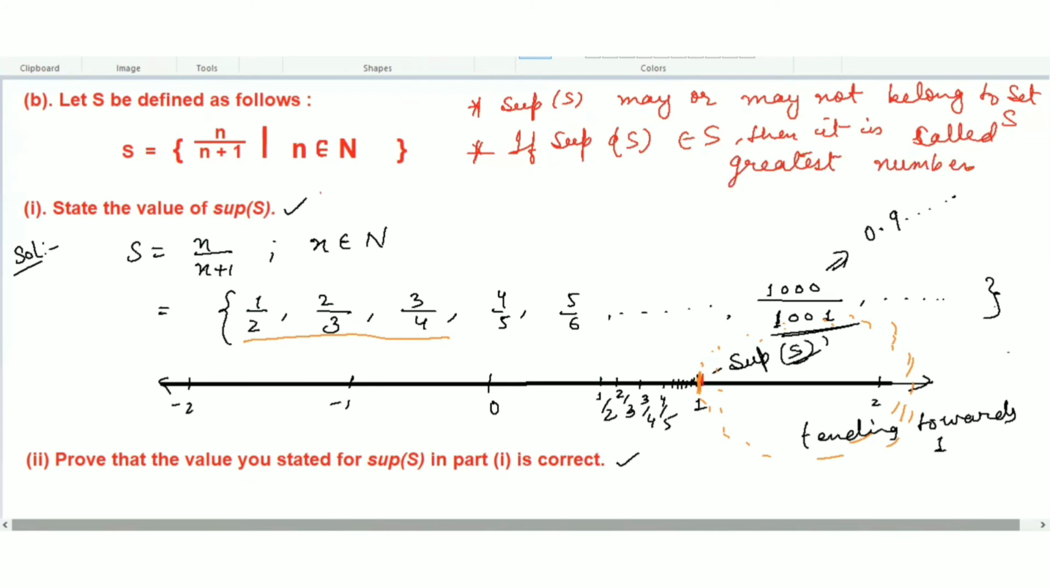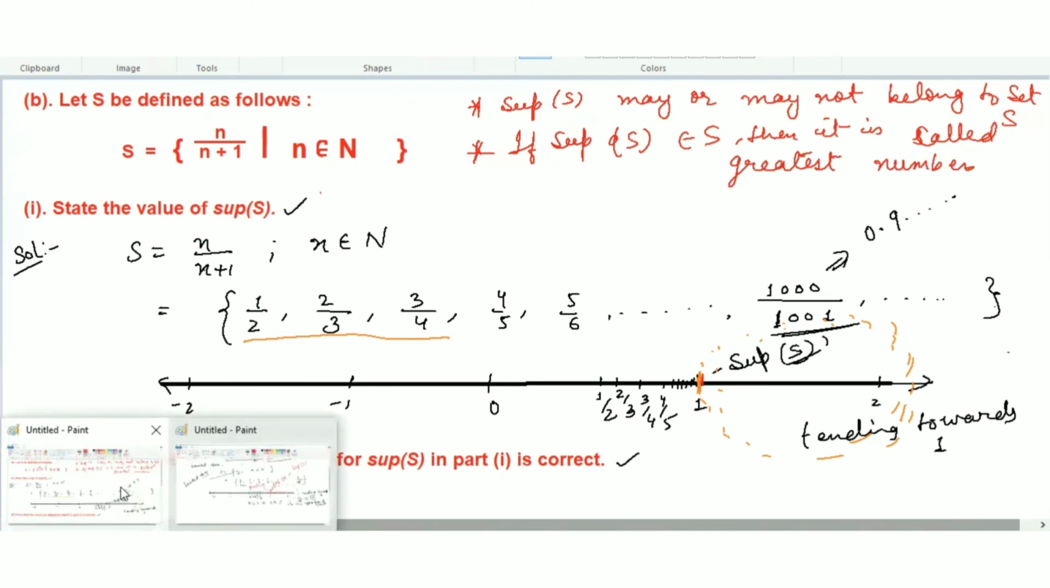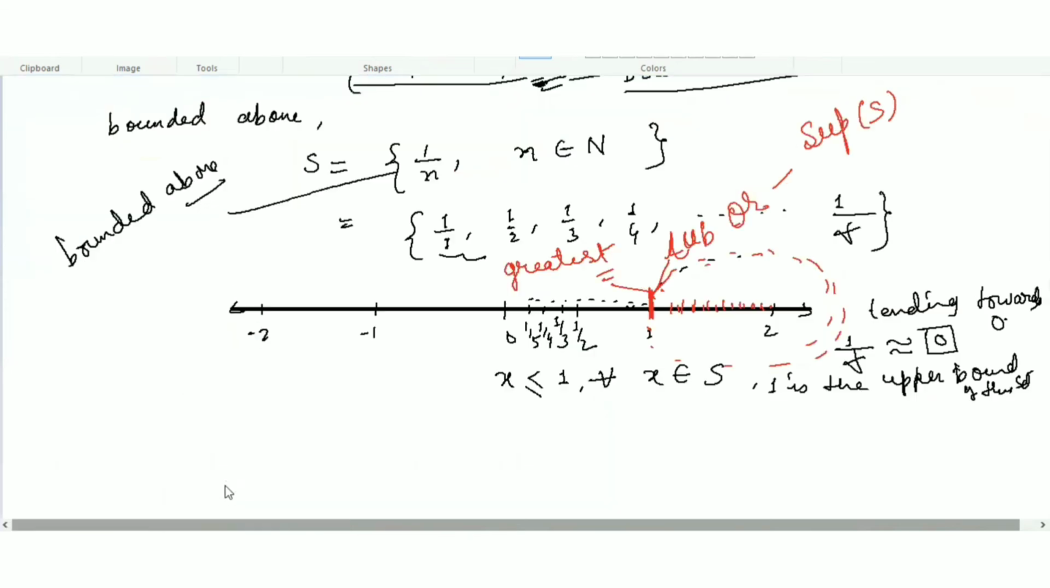So in the first question I explained here, I have taken S equal to 1 over n. Here 1 is the greatest number, and this is also the supremum of S, and this one belongs to the set. So you can understand the supremum of S may or may not belong to the set. If the supremum of S belongs to the set, it is the greatest number of the set.